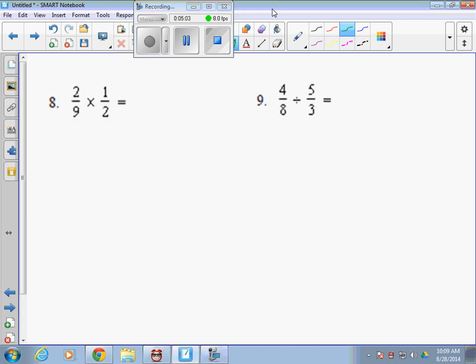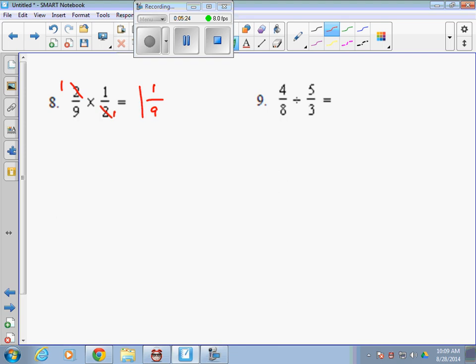Number 8 says 2 over 9 times 1 over 2. Anytime you multiply fractions, you can cross cancel or you can multiply straight across. If you cross cancel, 2 cancels out 2, 2 divided by 2. And when you go straight across, 1 times 1, which is what would be left, is 1. And 9 times 1 is 9.